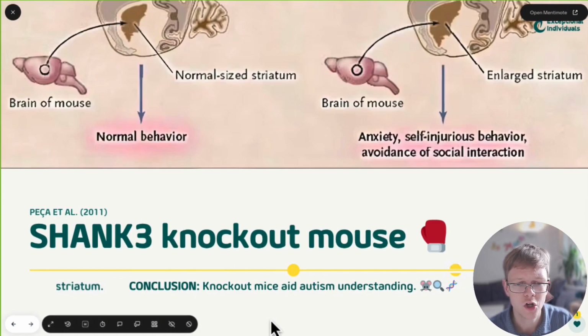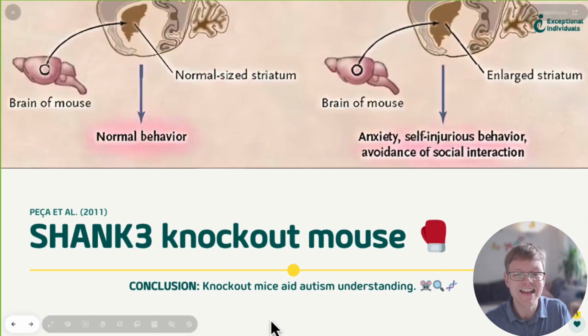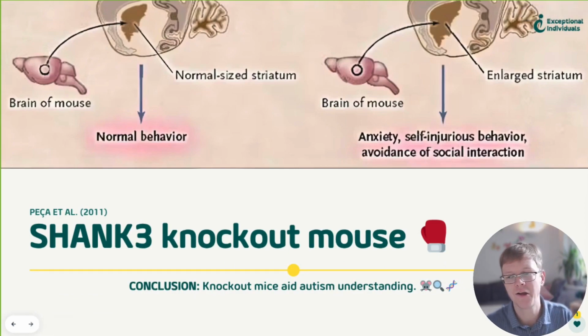The conclusion was that knockout mice do aid in understanding autism. I know, a bit underwhelming. It didn't actually tell us any answers, but it did tell us that there are enough similarities that this is an interesting place to investigate and dig a little deeper.